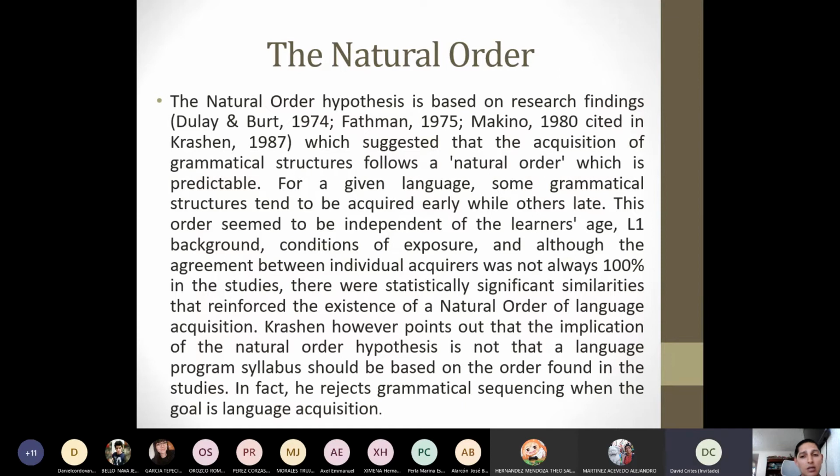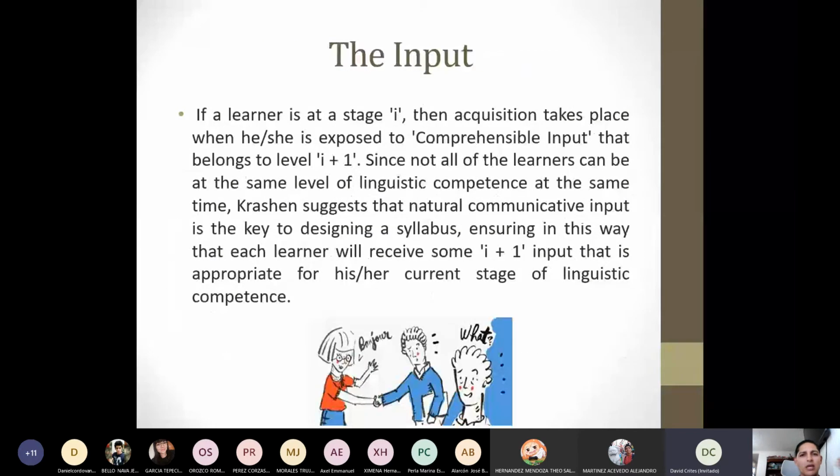discusses the grammatical sequencing when the goal is language acquisition. So for him, acquisition and his hypothesis on both learning and acquiring is going to be the pivotal effect for grammar to take place systematically and progressively. Well, the input hypothesis has already been discussed. It's all the information that enhances linguistic competence. It has to be contextualized according to students' needs and characteristics.